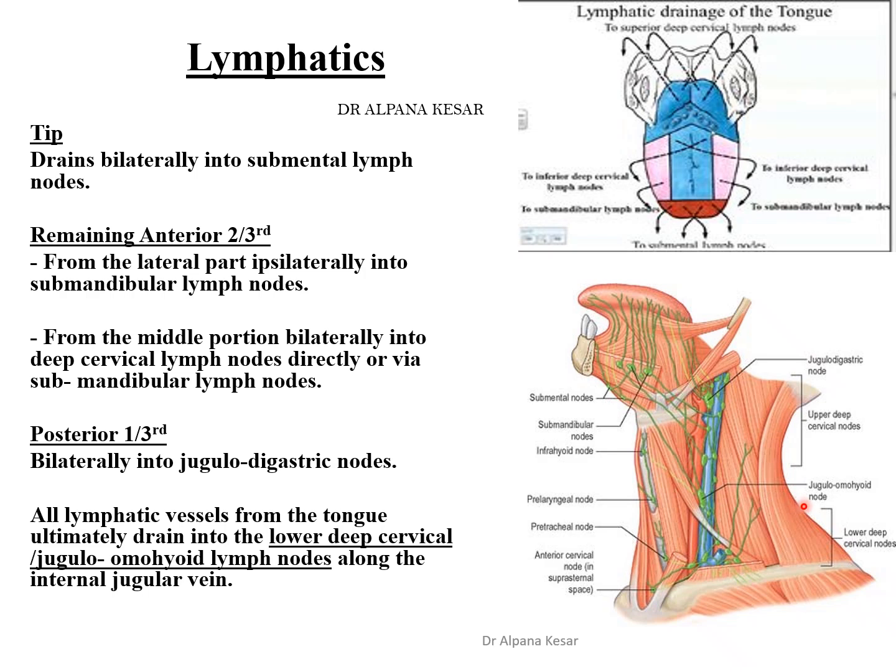Now that we have understood the different groups of lymph nodes, we will try to understand the lymphatic drainage from different areas of the tongue. From the tip of the tongue, the lymphatic drainage occurs bilaterally into the submental group of lymph nodes. From the lateral part of the anterior two-thirds of the tongue, the lymphatic drainage is ipsilaterally in the submandibular group of lymph nodes.